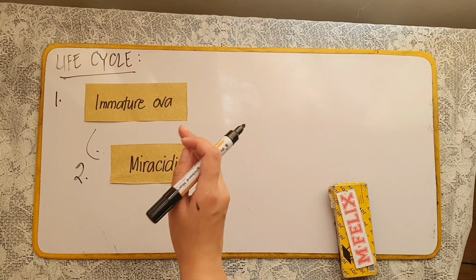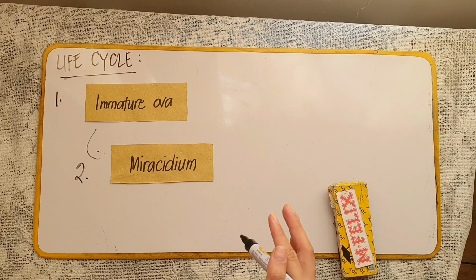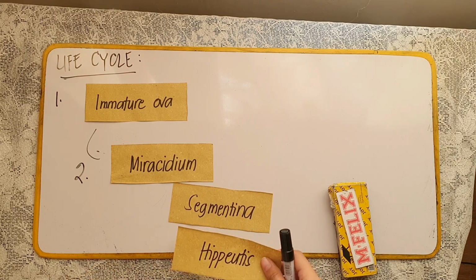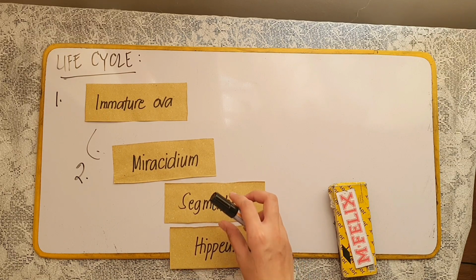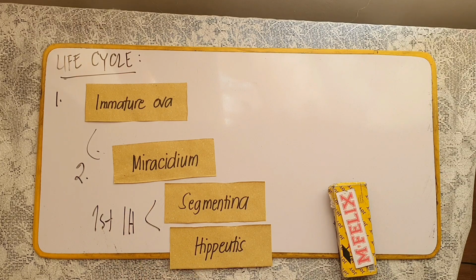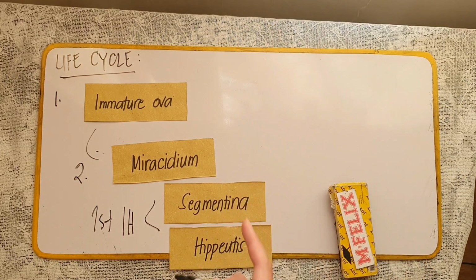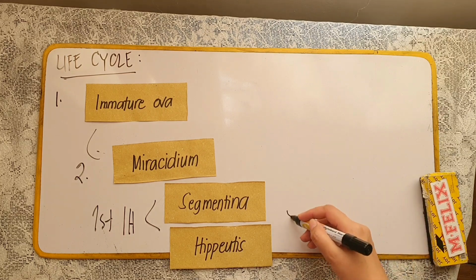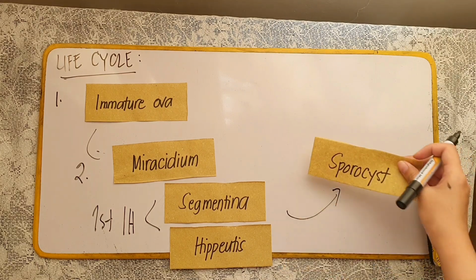The miracidium will seek out its first intermediate host, snails belonging to the genus Segmentina and Hippeutis. These are the first intermediate hosts for Fasciolopsis buski. Once the miracidium enters the first intermediate host, inside the snail, this miracidium will transform into a sporocyst.